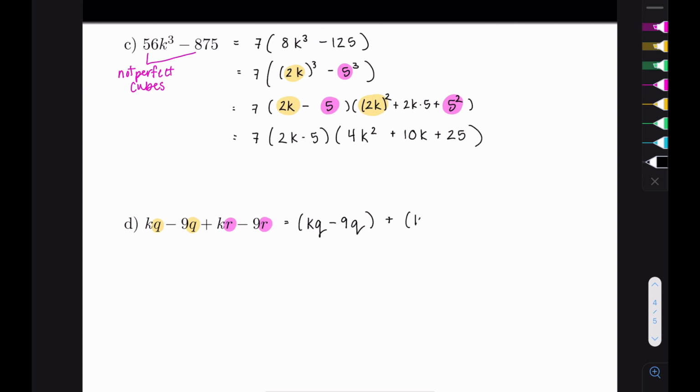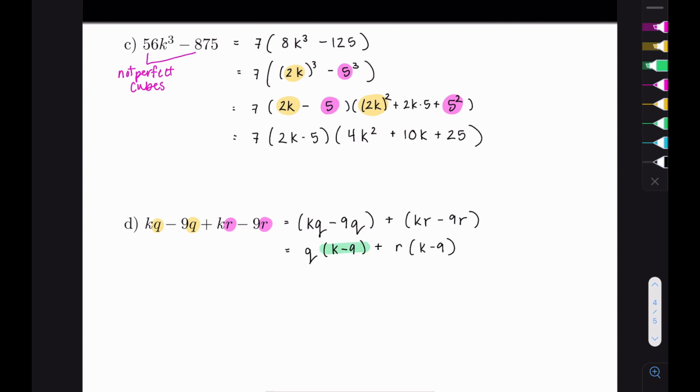And then we're also going to group the second 2 pieces together. So from the first piece, we're going to take out a q, and that leaves us with k minus 9. From the second piece, we take out an r, and that also leaves us with k minus 9.